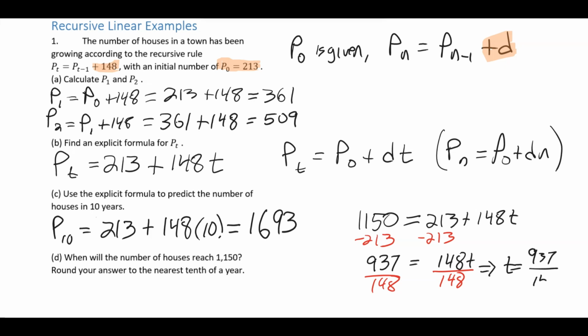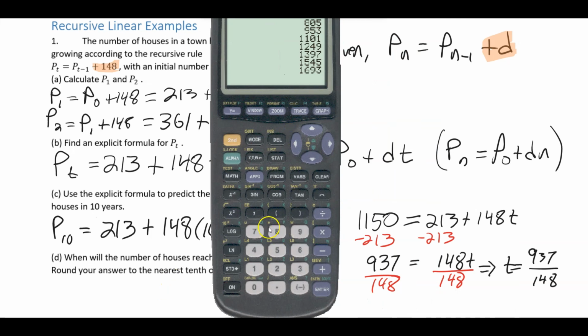And now we can go to our calculator because they're asking us for the nearest tenth of a year. So we have 937 divided by 148. That's 6.3. Now, from our previous work, we knew it was between 6 and 7. Now we have a much more precise answer. We can round to the nearest tenth. Approximately 6.3 years.